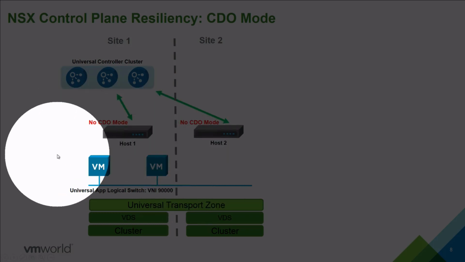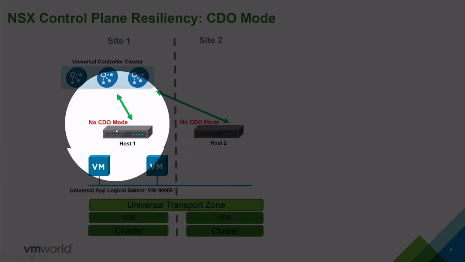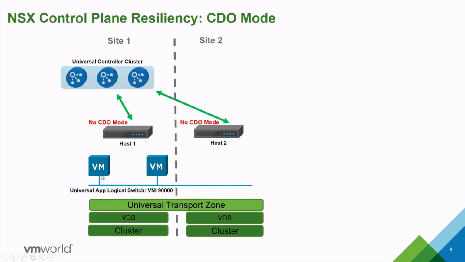So now when this VM on the left wants to communicate to the VM on the right, this host 1 gets the information from the control cluster, and this communication is successful. Now, even if the second VM moved to host 2 on site 2, the communication would continue to work because the control cluster would get notified. That information would be propagated to the other hosts. Okay?